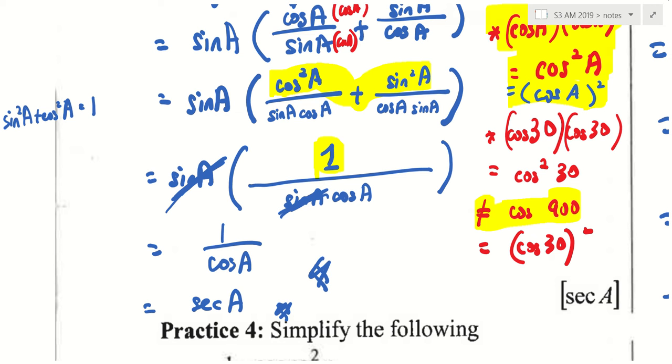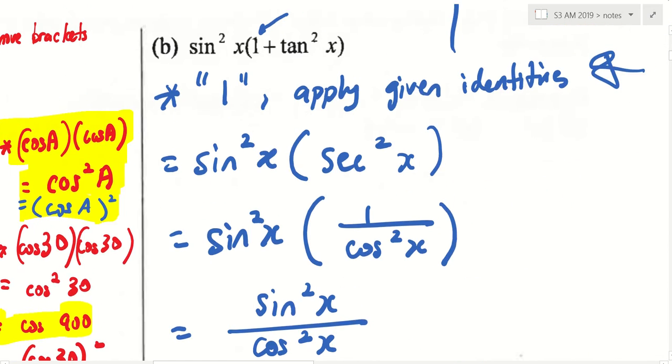If I left it in the fraction, it's not wrong actually, but this is a better answer lah. Okay, so we just leave it like that. Okay. Now let's look at the second one. Now I have something like that: sine square, then bracket, then this.